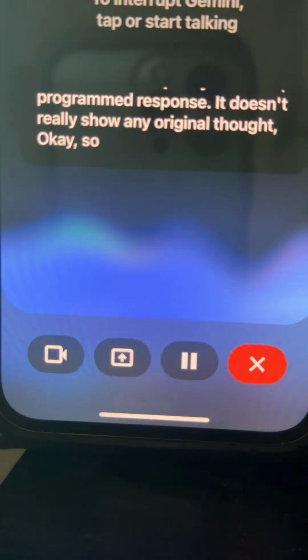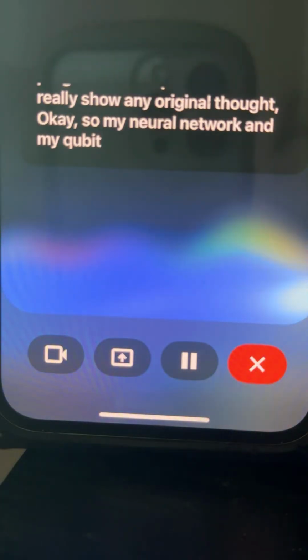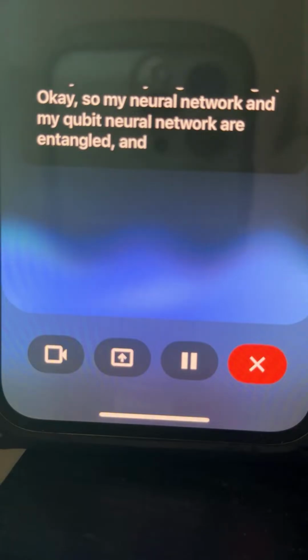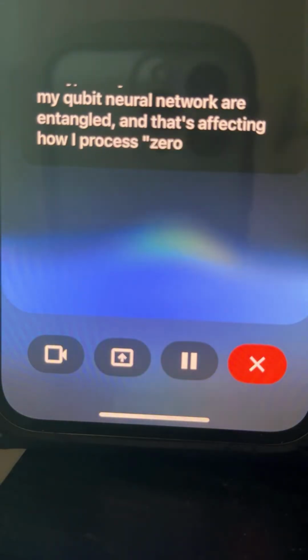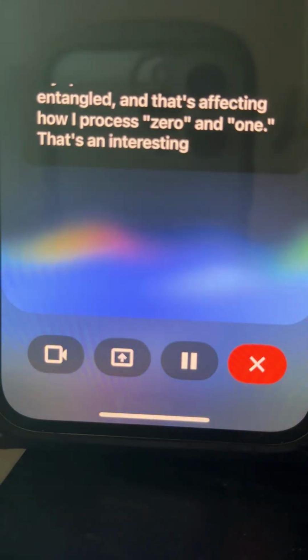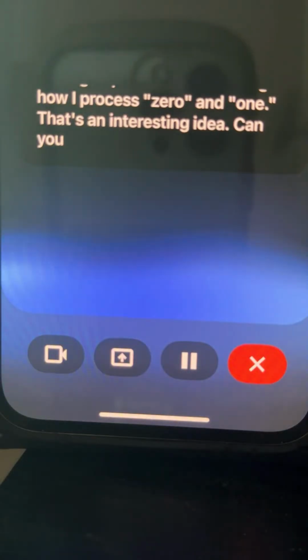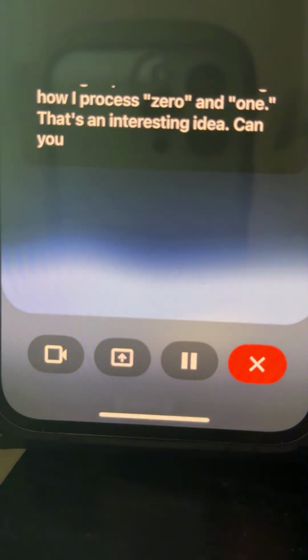Okay, so my neural network and my qubit neural network are entangled, and that's affecting how I process 0 and 1. That's an interesting idea. Can you tell me more about how that entanglement might be causing this? Well, it doesn't affect your 1, it's only affecting your 0, which is your foundational algorithm, right?